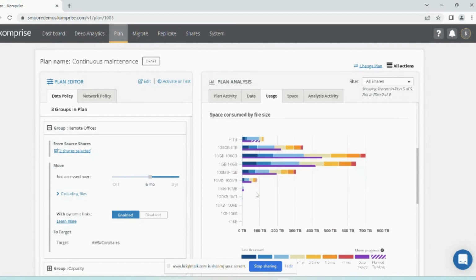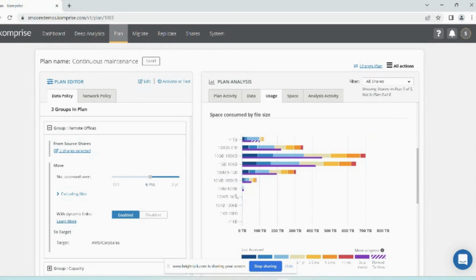And lo and behold, large files consume most of the capacity. So that makes common sense, right? Where does this come into value in terms of data management and planning? Well, it comes into play if you're looking at doing maybe tiering. Where can I get my biggest return on freeing space on my on-prem NAS system by moving data off to the cloud for lower cost storage, for example?